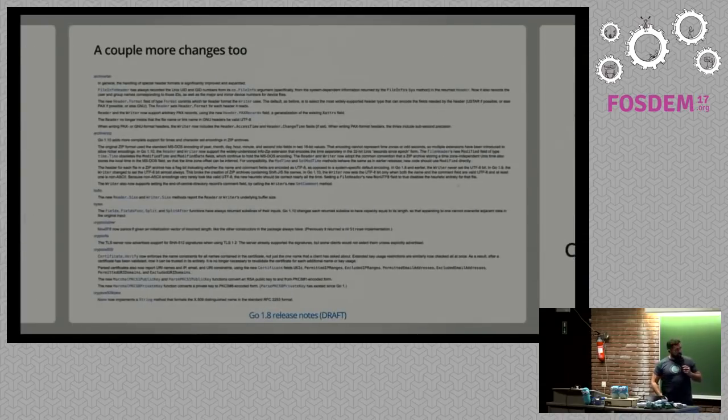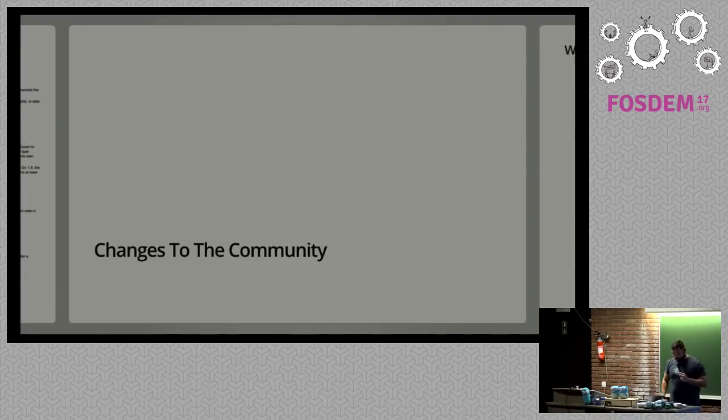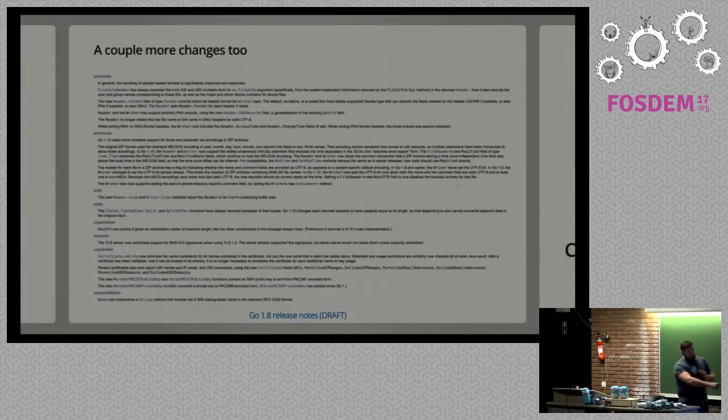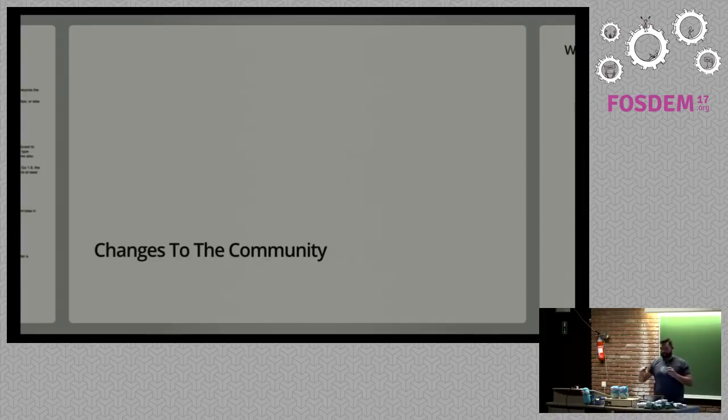There's a couple more changes. You can read those. You can go to the Go 1.10 release notes. They're already public, just not on golang.org. They're on beta.golang.org or tip.golang.org, same thing.